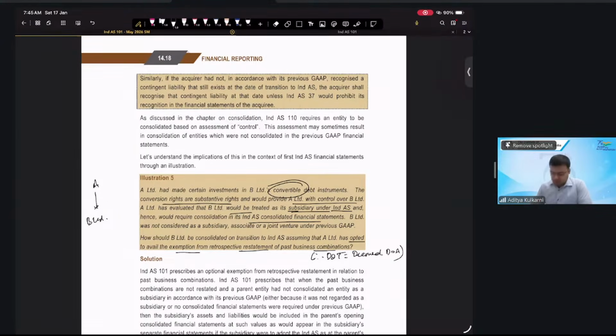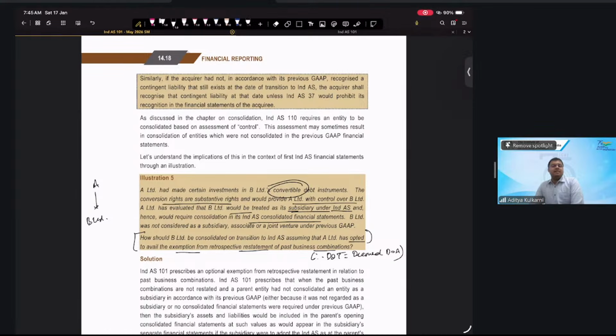Yes. Okay. So that is the first part. Because they have availed an exemption, that means they have treated date of transition as the deemed date of acquisition, and therefore no restatement is needed. No restatement is needed. Okay. Let us move one step further.